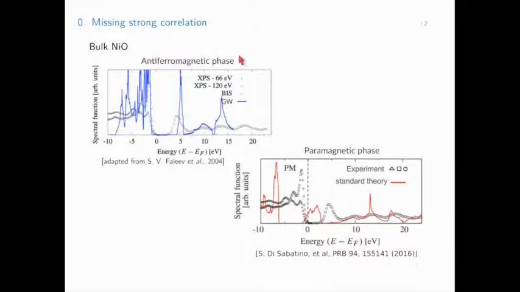As you can see on the left, GW is able to correctly describe the insulating nature of the antiferromagnetic phase. However, the real challenge is to open a gap without any symmetry breaking, as it should be in the paramagnetic phase, which here I'm reporting on the right. In this case, the band gap opening is purely due to strong correlation, which GW is not able to correctly describe. This motivated us to explore alternative ways to calculate the spectral function, and in the following, I will present a method that allows us to overcome this kind of problem.